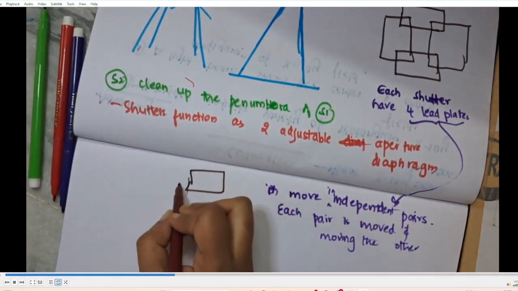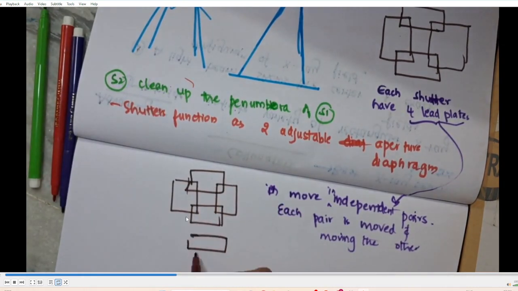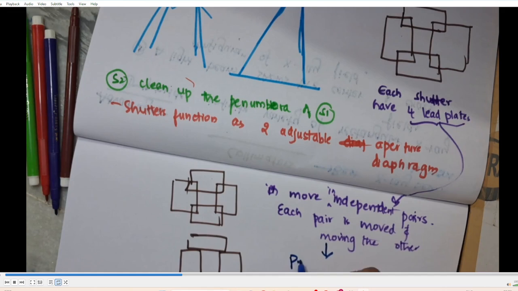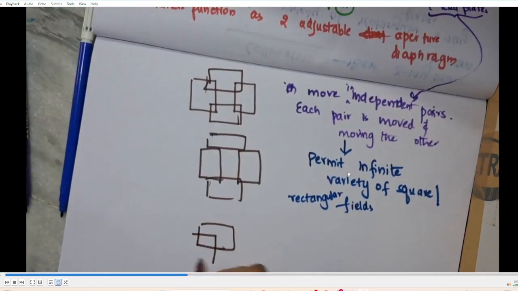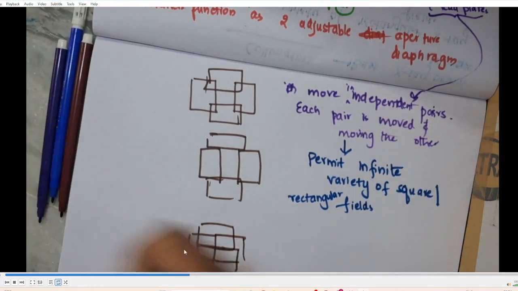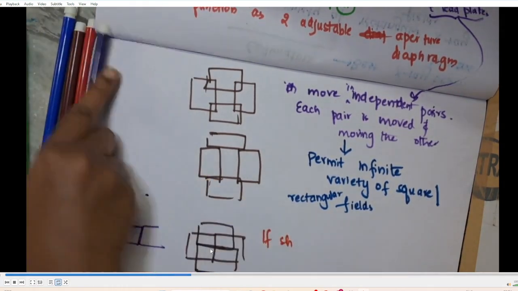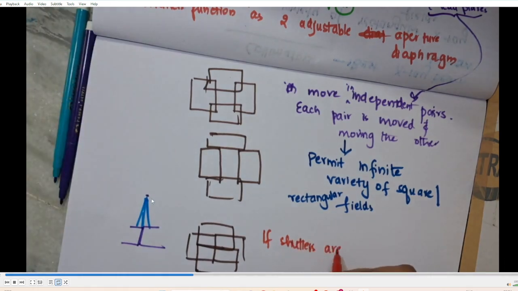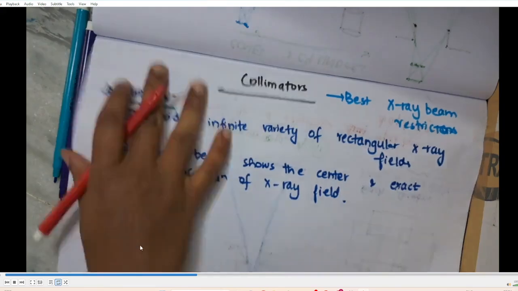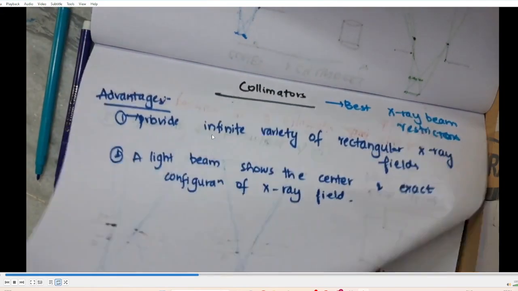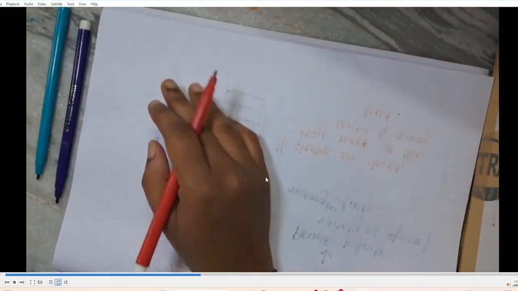As a result, this permits an infinite variety of square and rectangular fields. This independent mechanism permits an infinite number of square and rectangular fields. When all the shutters are closed, all of them will meet at the center and no X-ray can transmit through this shutter mechanism. So the advantage is that an infinite variety of square and rectangular field sizes can be produced.